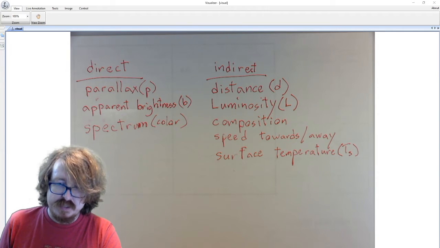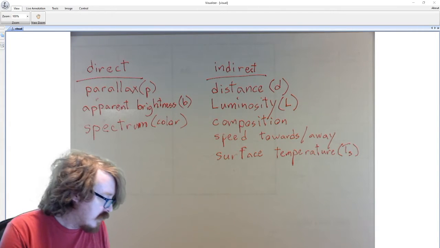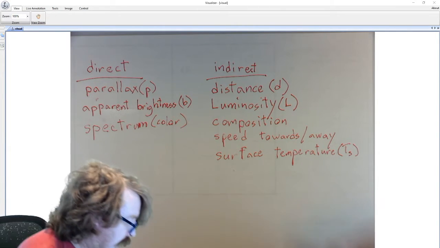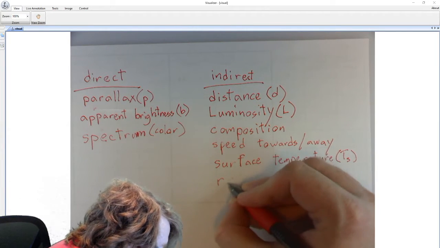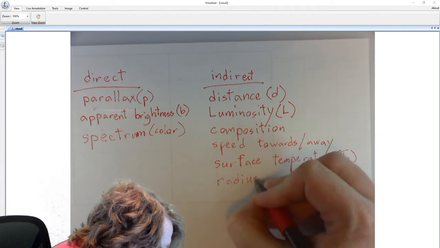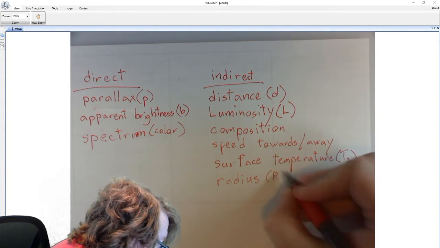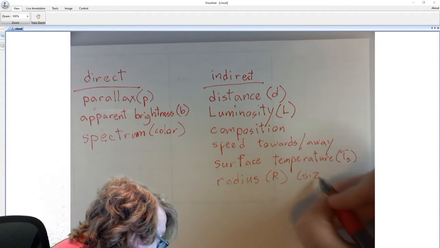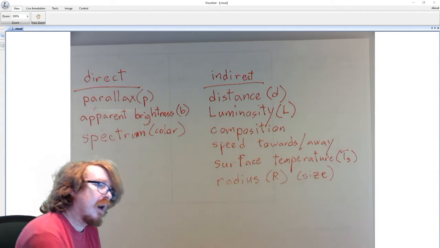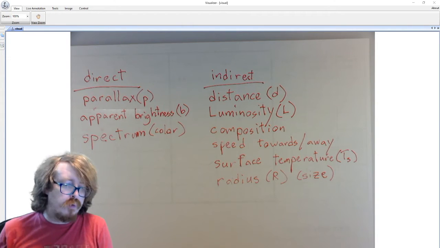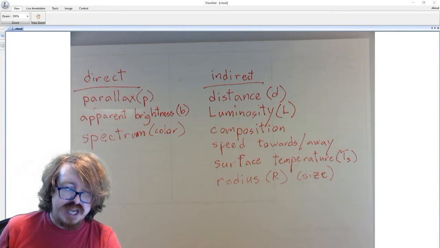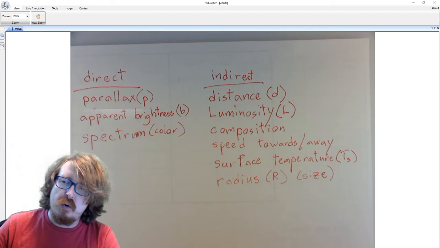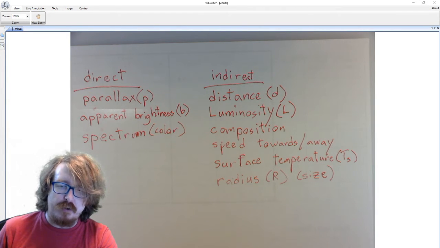Indirect. That is correct. The size of a star is going to have to be indirect because they're too far away to measure. So when I put this down here, I'm going to put, instead of the word size, the word radius with a capital R. And I'll put the word size next to it. The reason I put the word radius instead of the word size is that all stars are ball-shaped, so we can say how big they are by talking about their radius.